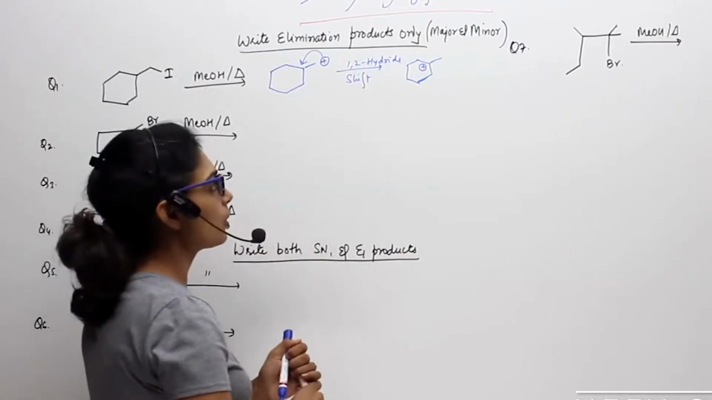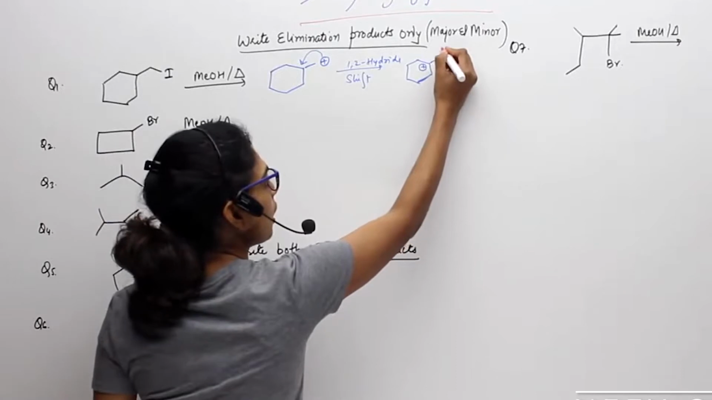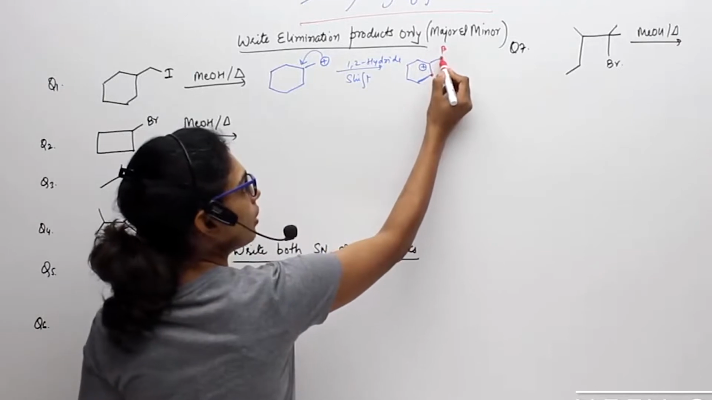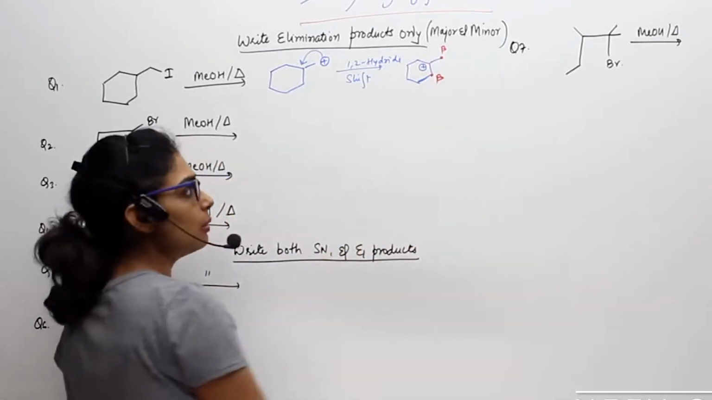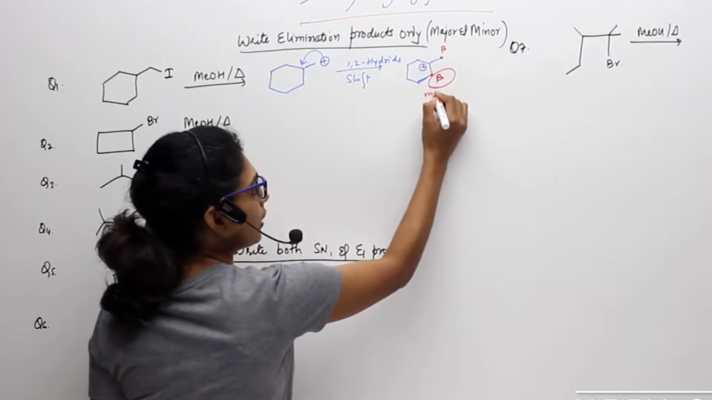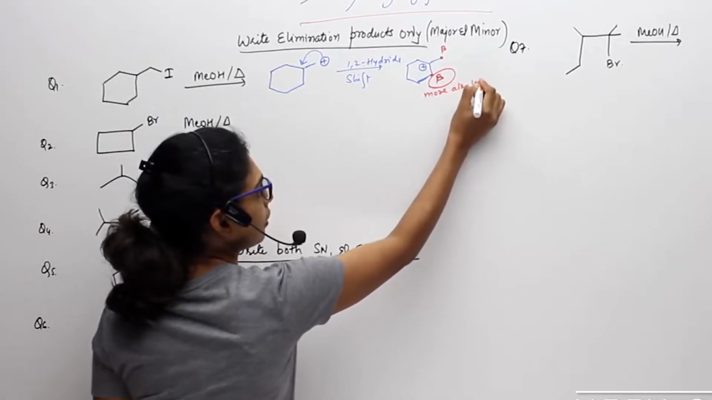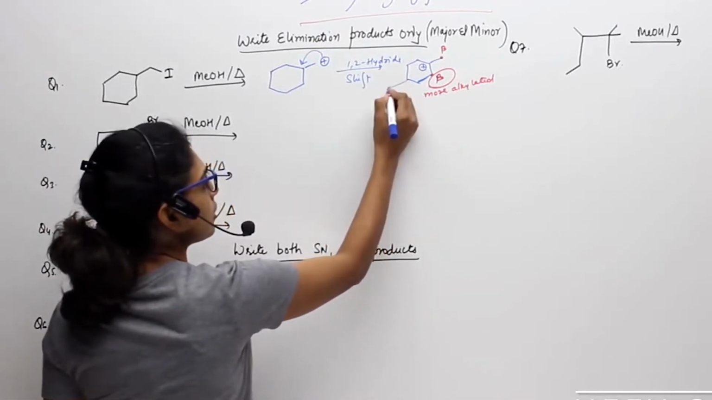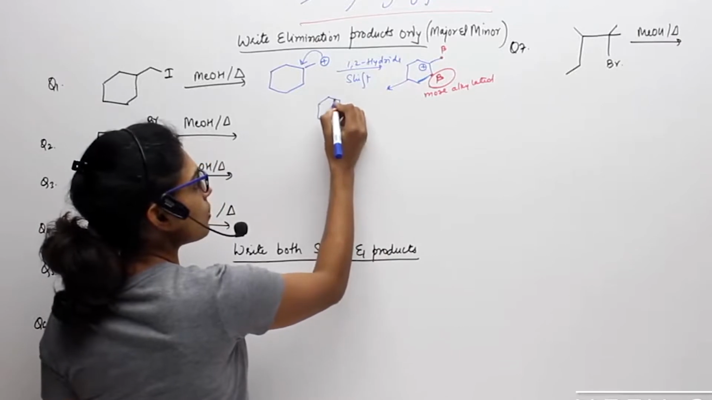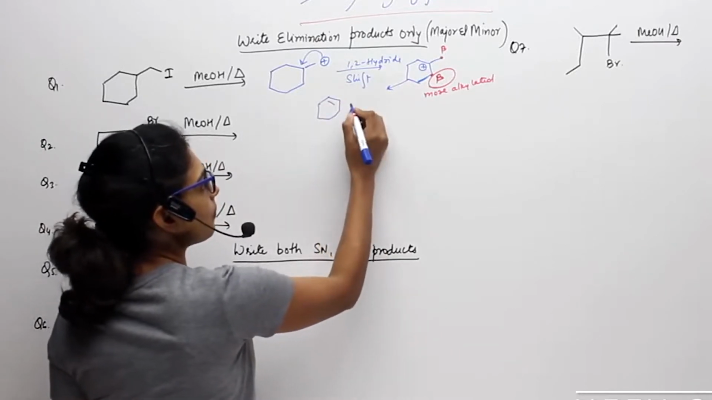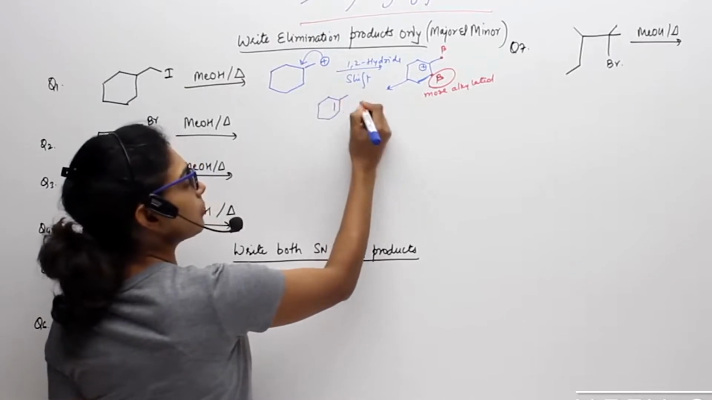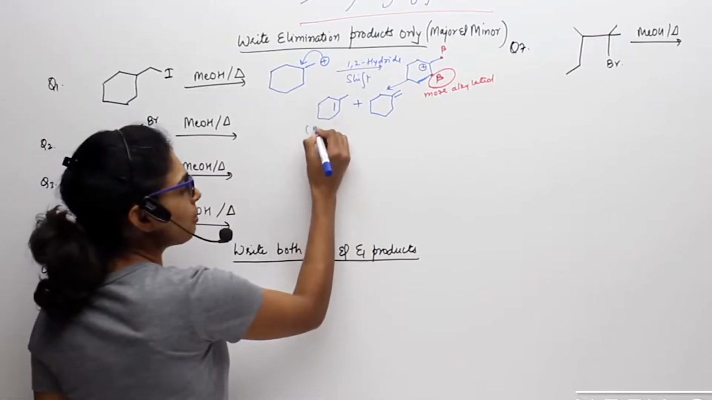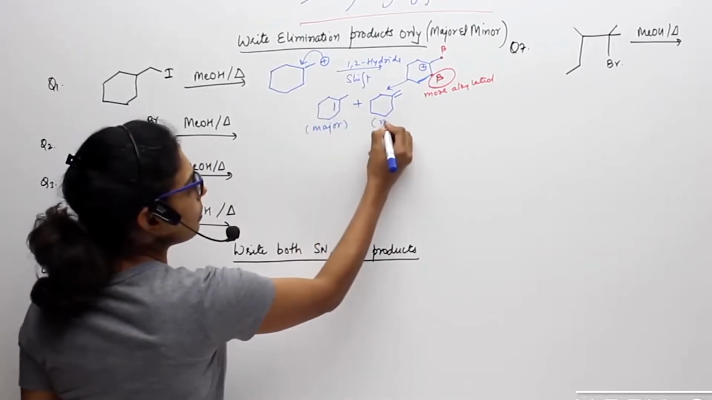What all are the beta carbons over here? This is one of the beta carbons and this is one of the beta carbons. So either hydrogen can be removed from this carbon, or hydrogen can be removed from this carbon. This beta carbon is more alkylated, and hence there are two products which will be formed. One is this and another is this one, out of which this will be major and this will be minor.